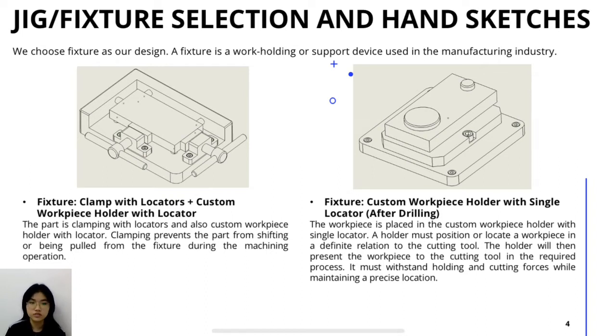The second fixture is where the workpiece is placed in the custom workpiece holder with a single locator. A holder must position or locate a workpiece in a defined relation to the cutting tool. The holder will then present the workpiece to the cutting tool in the required process. It must withstand holding and cutting forces while maintaining a precise location.